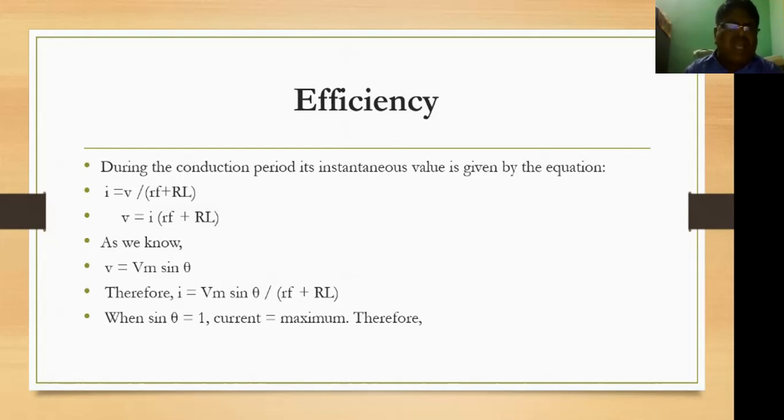Therefore, V is equal to IR. R means the total resistance, forward resistance plus load resistance. That is because V equal to I into R, voltage is equal to I into R, where R means forward resistance plus load resistance.